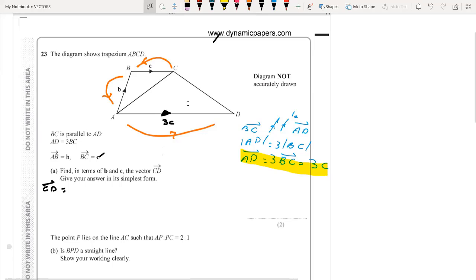Now, CD vector is equal to CB vector plus BA vector plus AD vector. We substitute. CB vector is negative C. BA vector is negative B. And AD vector is 3C. This gives me 2C minus B. So the answer is 2C minus B. This is CD vector.